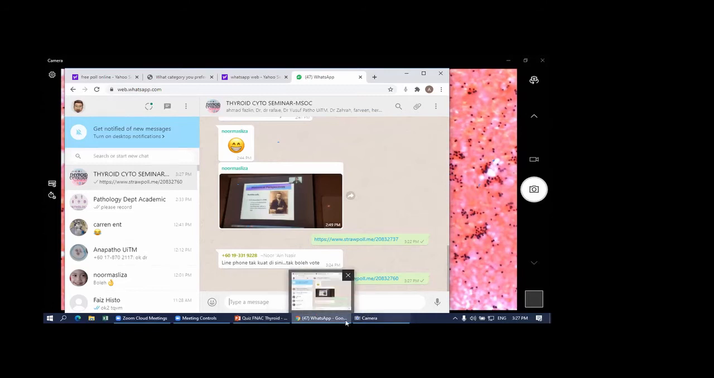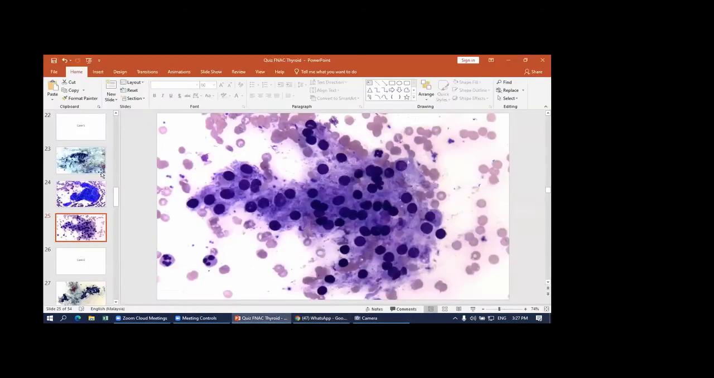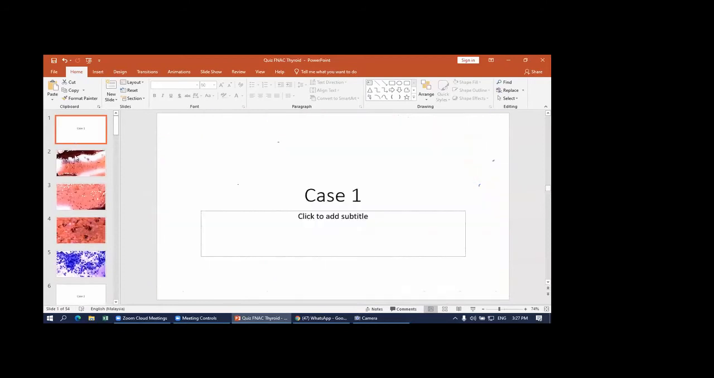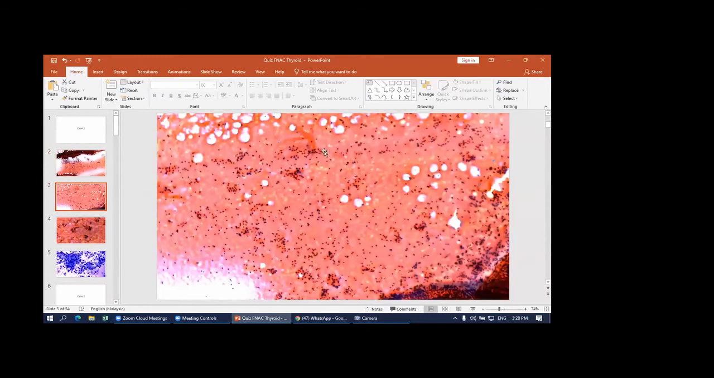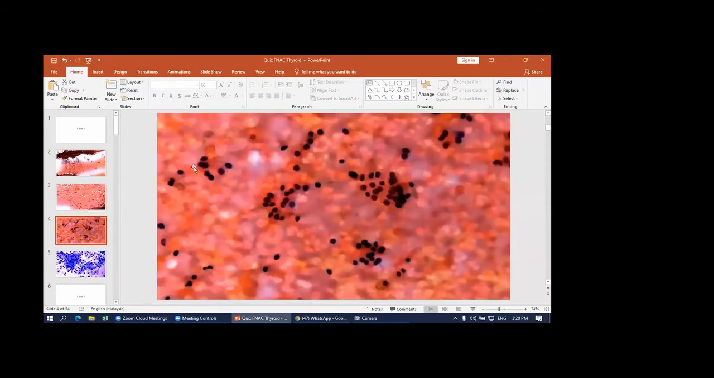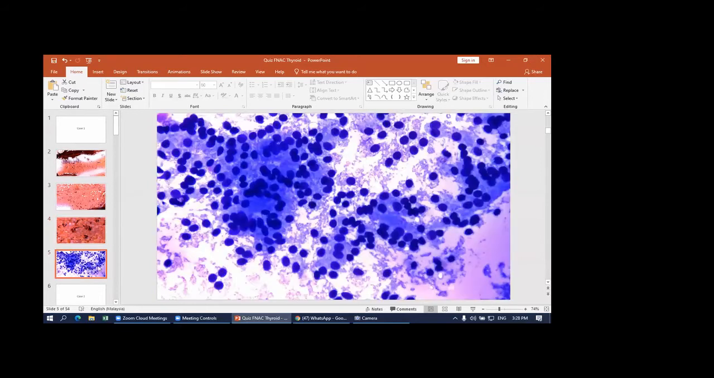So if I want to recap the case, this is actually case number 1. You can actually see there's a tissue fragment there. There's a lot of dispersed follicles, and there's a lot of micro follicles. And in higher power, this is all micro follicles. In MGG, it looks like this. Even though it's actually a fragment, majority of it are micro follicles.